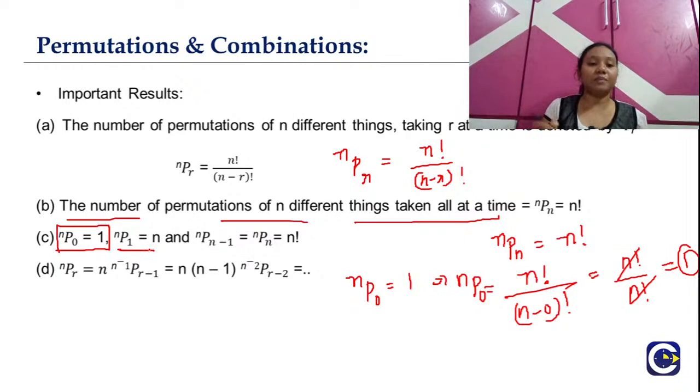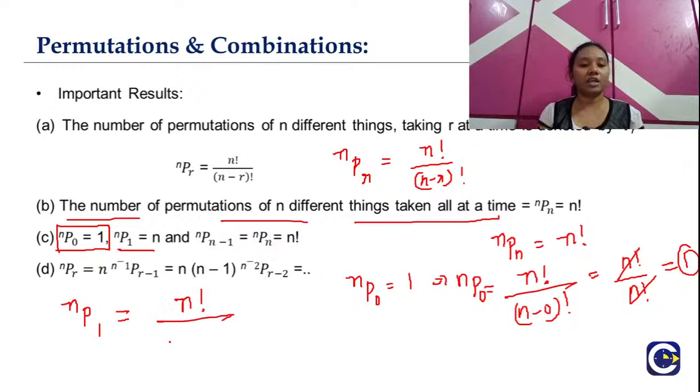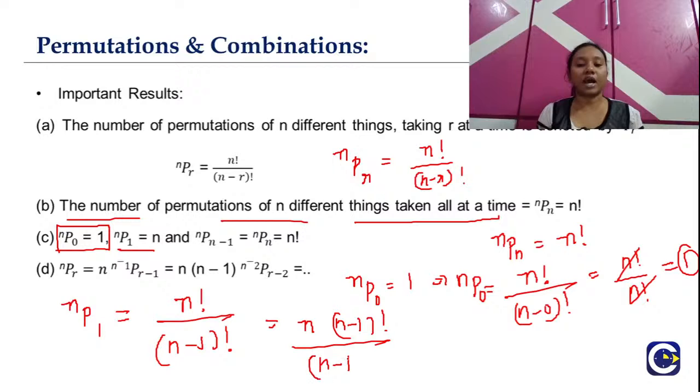Similarly, let's see for nP1. If we have nP1, that will be equal to n. If you want, you can go by the formula and check it, that is n factorial by n minus 1 factorial. This can be written as n into n minus 1 factorial, and in the denominator we have n minus 1 factorial. So these two terms will get cancelled and nP1 will be equal to n.